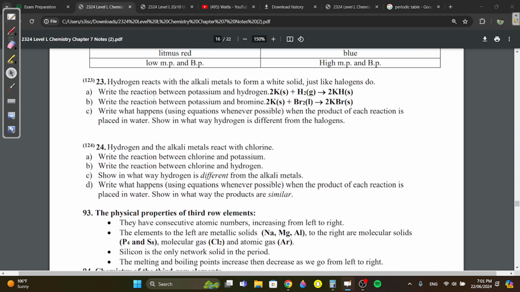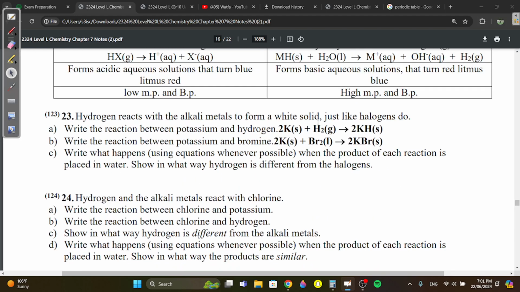Hydrogen reacts with alkali metals to form a white solid. Okay, write the reaction between potassium and hydrogen. So K plus hydrogen, which we know is always diatomic, H2. Obviously you're going to get potassium hydride. To balance it, you have 2 here, 2 here, so put 2, 2. Okay, and it's over here.